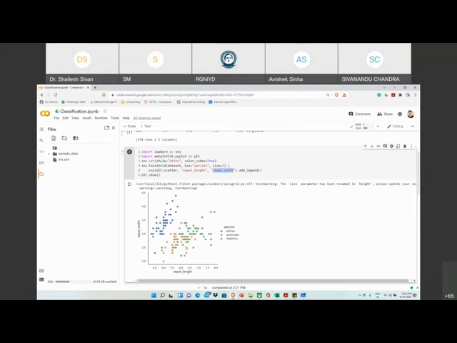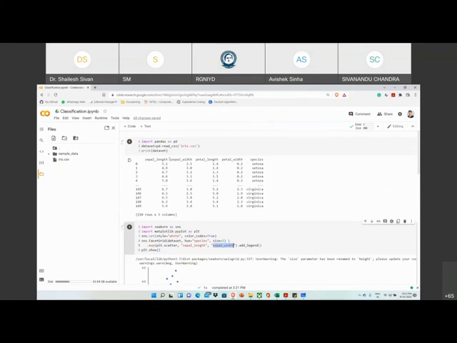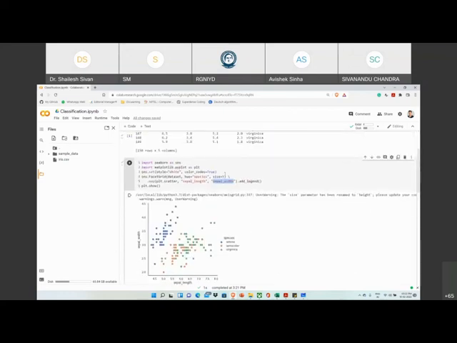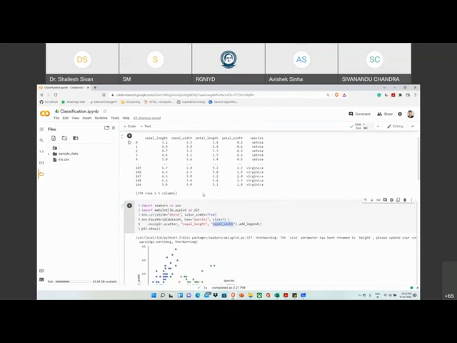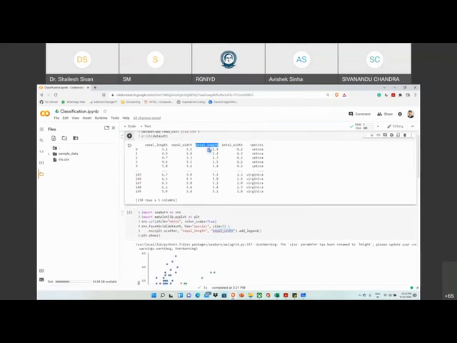Okay, so this is only a two-dimensional representation because we have four features, right? The representation of four features is not possible in a two-dimensional plane. That is why we are only taking the sepal length and sepal width. You can also plot with petal length and petal width.